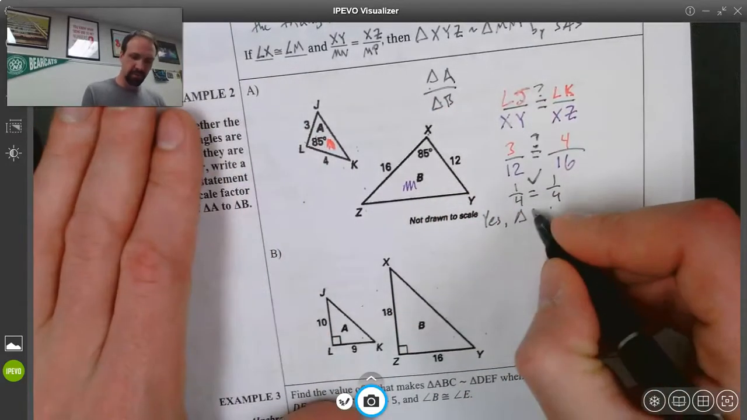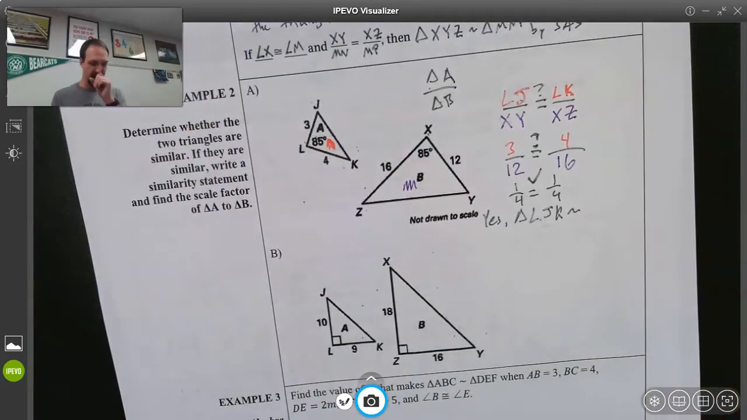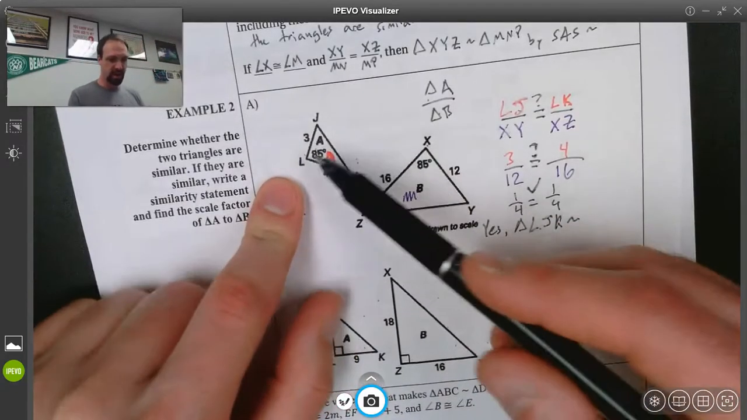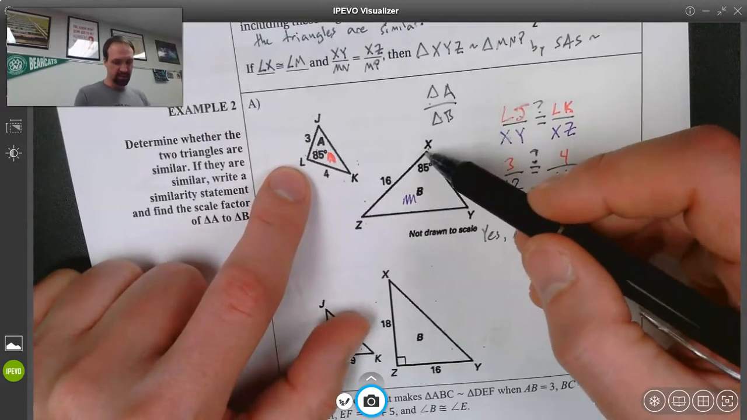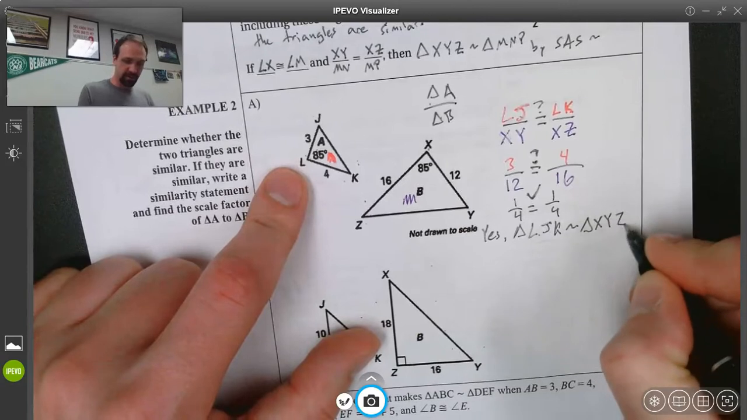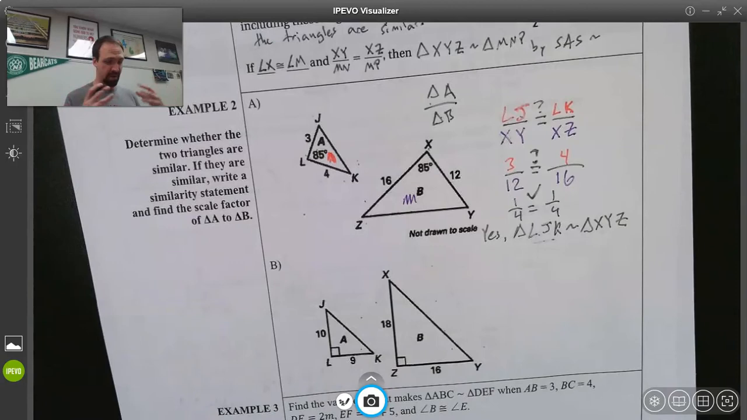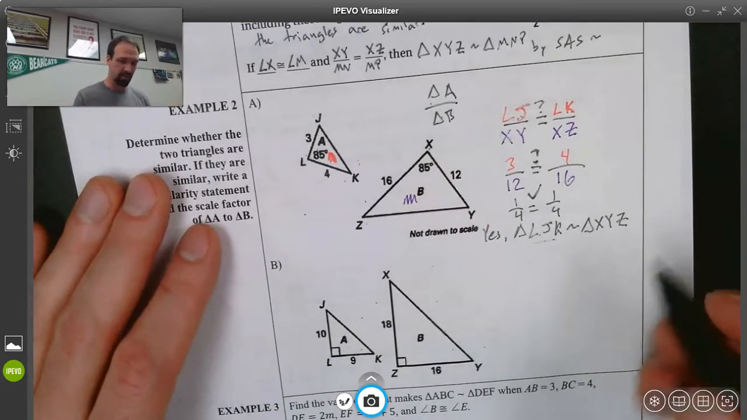Ooh, no, we'll leave it as LJK because we'll see what happens. All right, JK similar to, okay, so that's why I was hesitant. LJK is going to be similar to XYZ, so triangle XYZ. So you've got to be careful. This one is not in alphabetical order, but that's what I did. So you just make sure that you remember you have to list them in the correct order. Order matters.